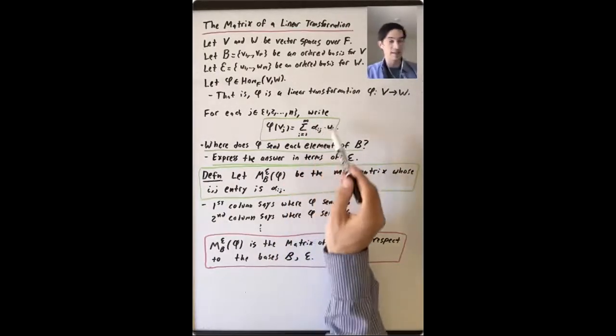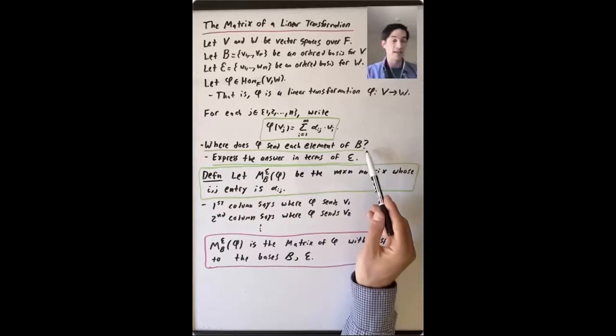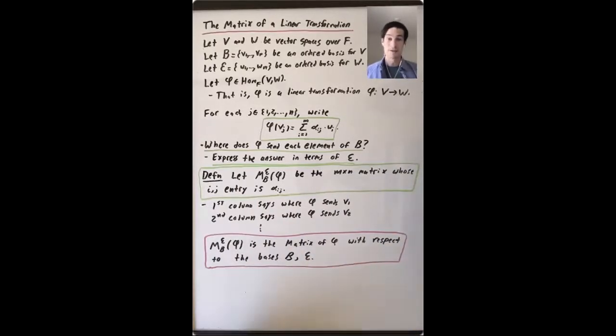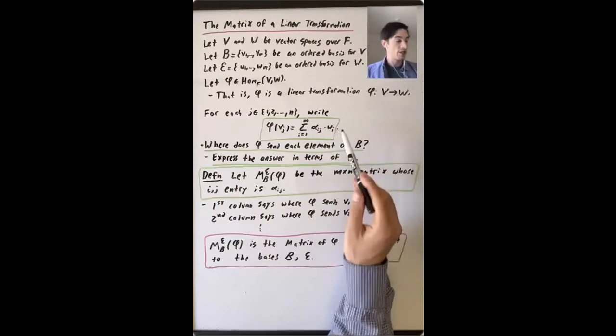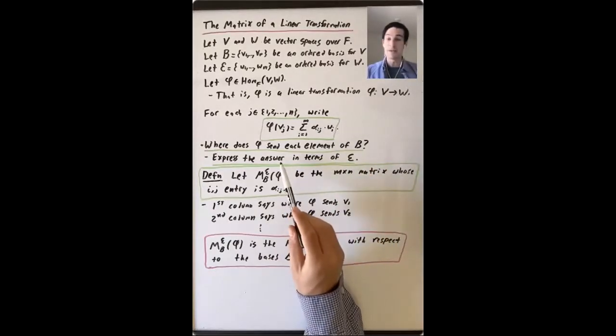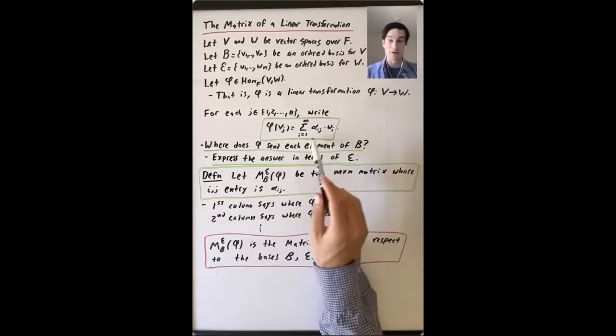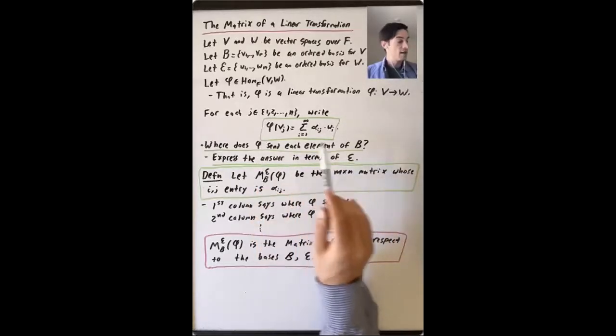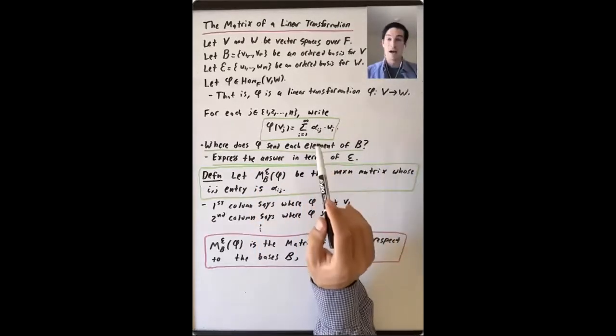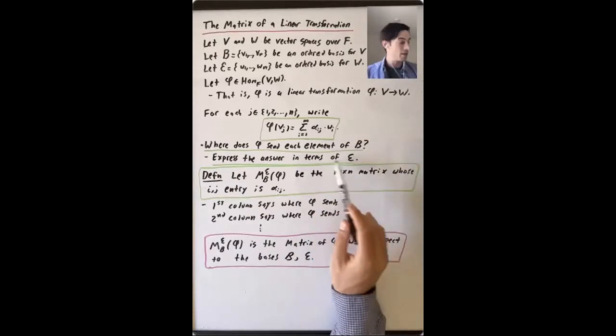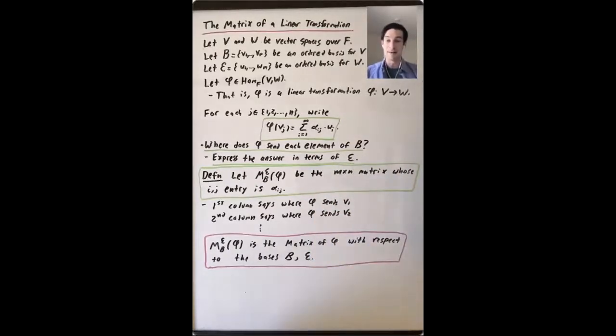So what question is this answering? Where does phi send each element of our basis B? Well, it sends it to some vector in W. So how are we answering this question? We're taking that vector in W and expressing it in terms of this basis E. You can write any vector in W as a linear combination of these basis vectors in E in a unique way. And that is the answer that we're getting here. We're saying phi sends our basis element to some vector in W, and we're expressing it as a linear combination of the vectors in this chosen basis E.